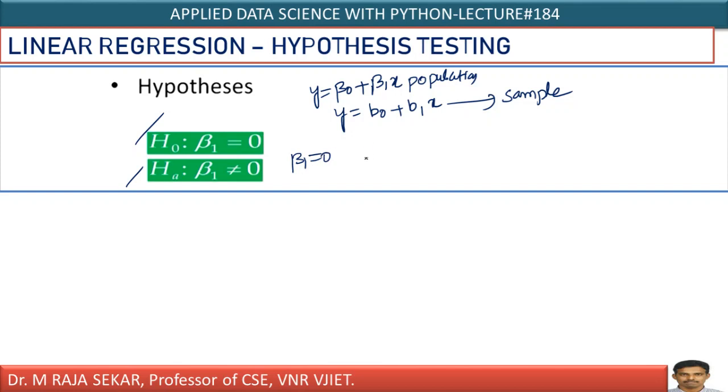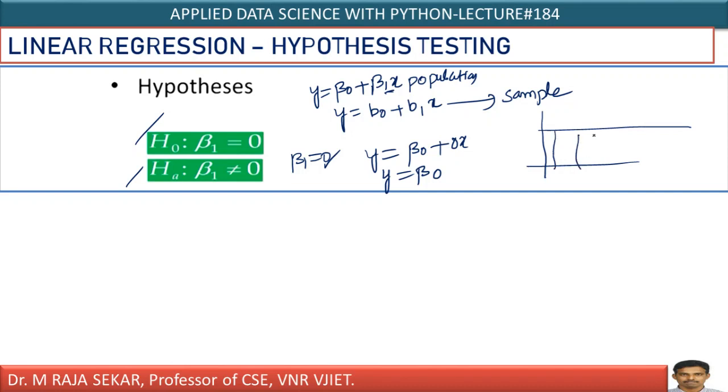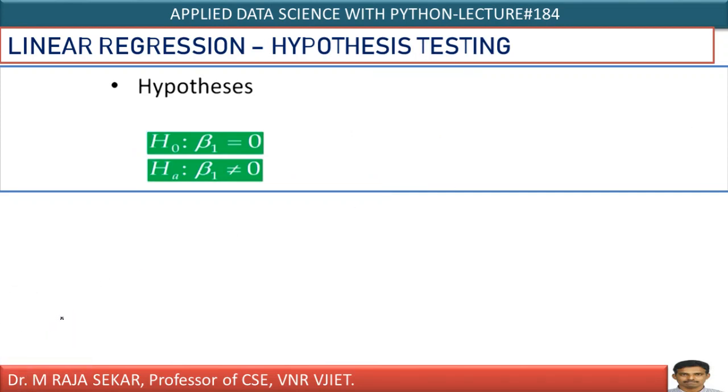What is my beta 1 equal to 0? Let me substitute in y equal to beta naught plus beta 1x. What is my beta 1? Assumption 0. 0 into x means 0. Therefore, what will I get? I will get y equal to beta naught. Y equal to constant means a line parallel to the x-axis like this. Just take any x value, you will get the same y value. What does it mean? There is no relation between x and y.